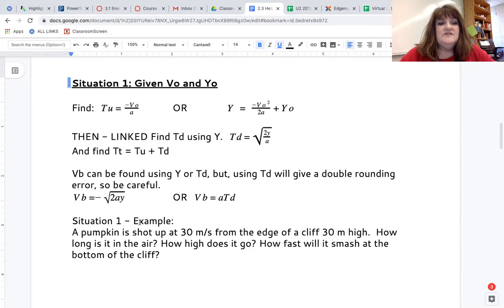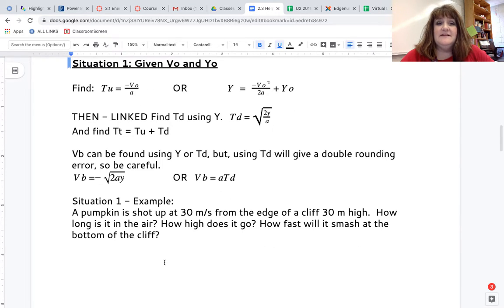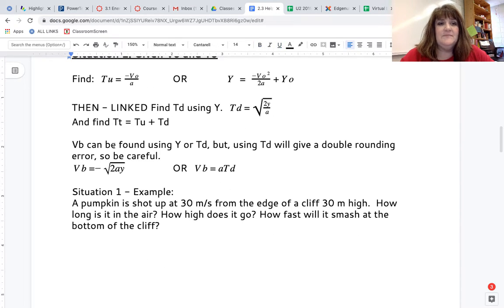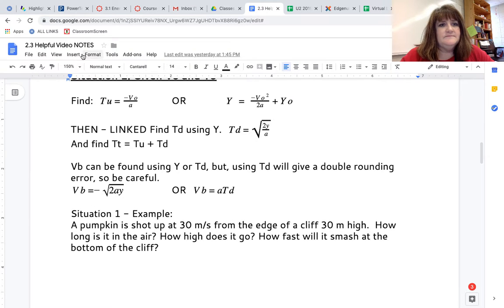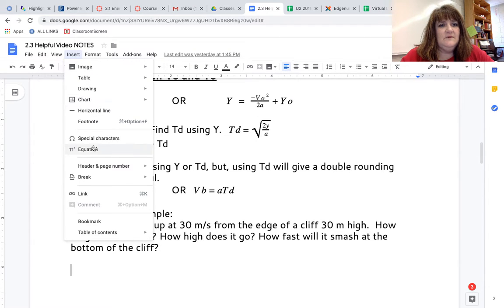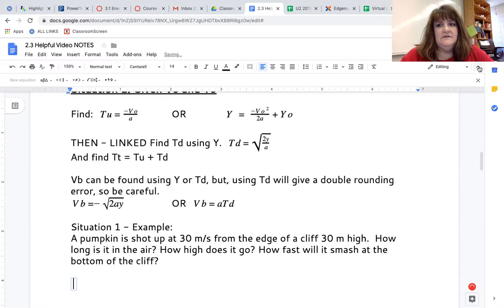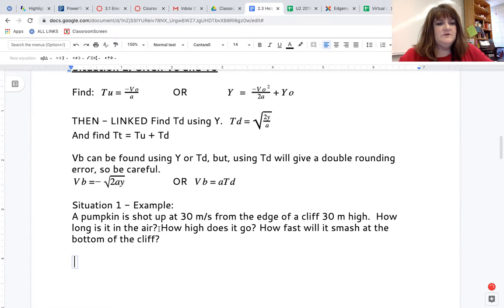Okay? So, example situation. A pumpkin is shot up at 30 meters per second from the edge of a cliff 30 meters high. How long is it in the air? How high does it go? How fast will it smash into the bottom of the cliff? Let's do this together. I need a new equation. New equation. Pop that back up. Give us a little more space.